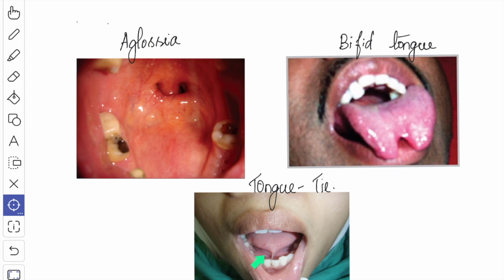And this is the tongue tie or ankyloglossia. This is due to the shortening of the frenulum linguae, which produces a disturbance of speech. And this is the bifid tongue. It is a rare anomaly affecting the anterior two-thirds of the tongue, which is due to the non-fusion of the lingual swellings.